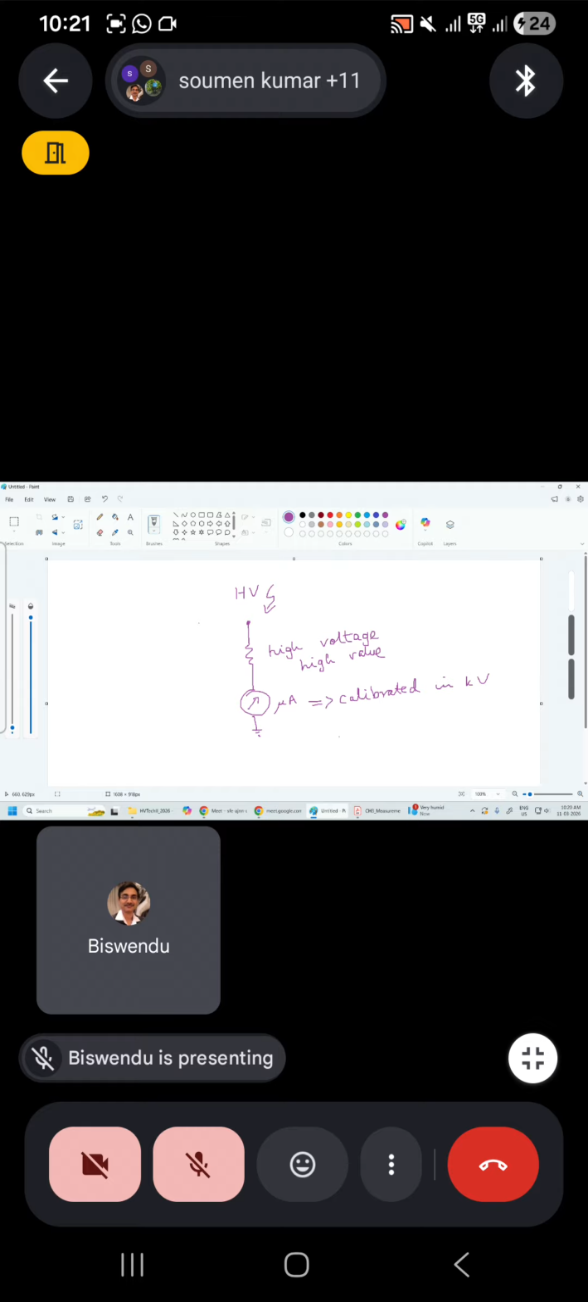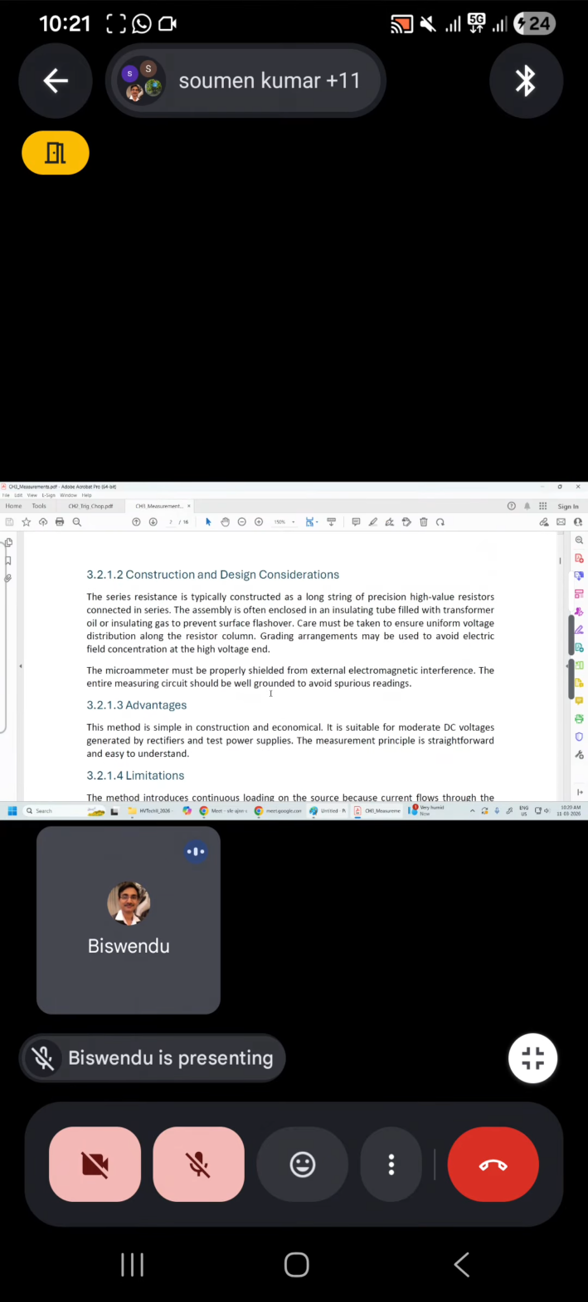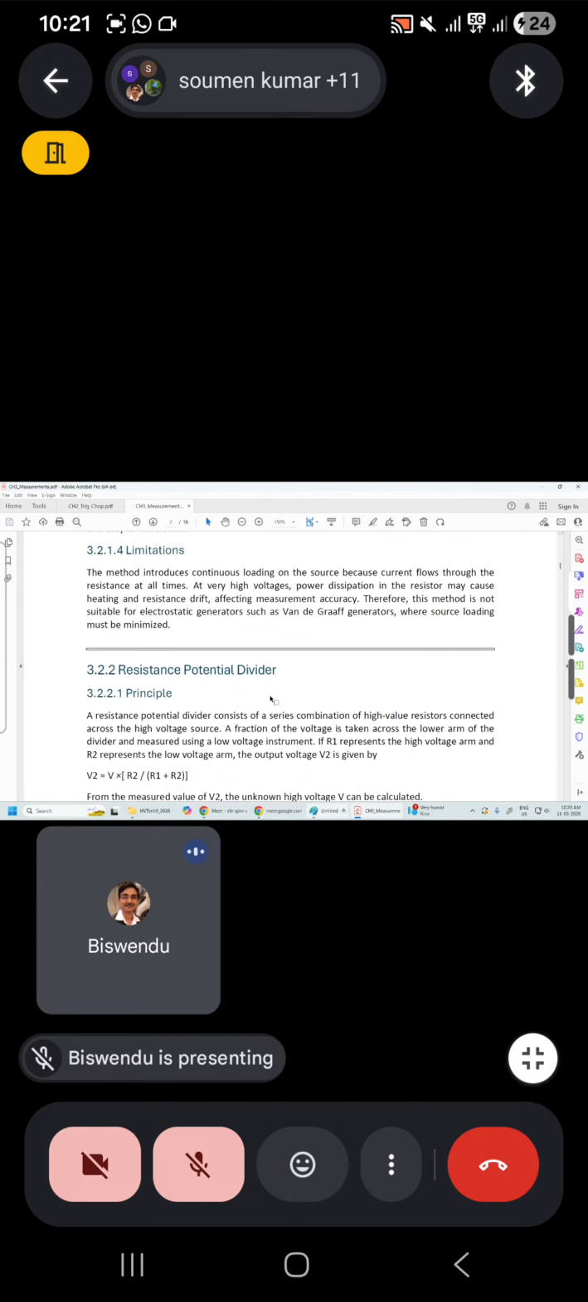This high voltage resistor in the laboratory is a huge structure because it has to withstand a very high voltage. This is not an ordinary resistance. So there are construction advantages and limitations, you will read them.